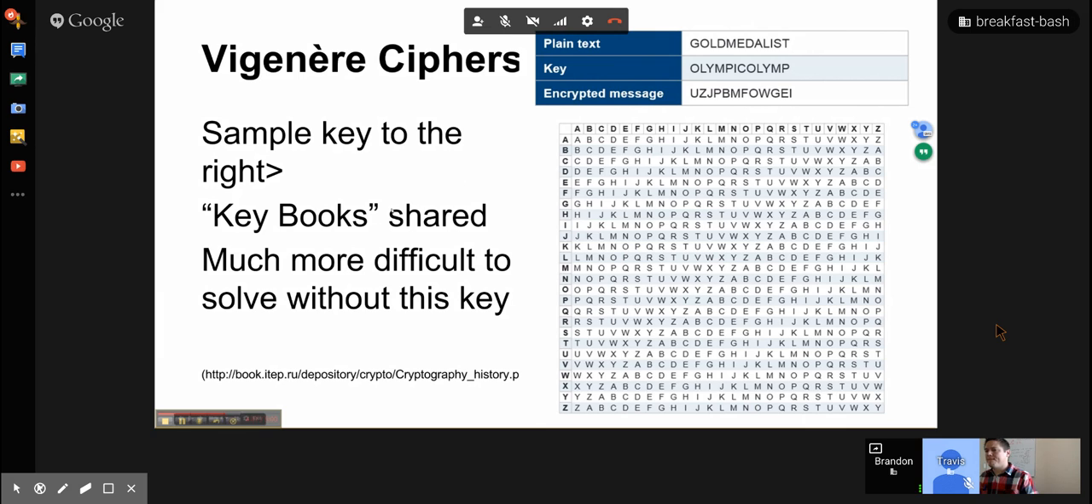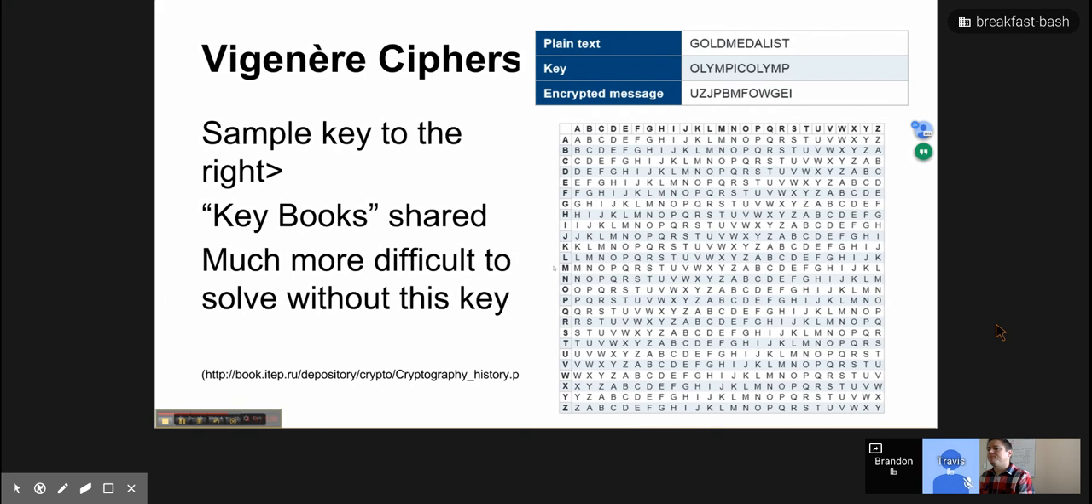And so usually the way that these kind of things were shared is you have basically a book that had a whole bunch of these little pages on it that were like these character mappings. And then they'd share these books around with people so that people could reverse the codes. And those would be considered like the key for those.